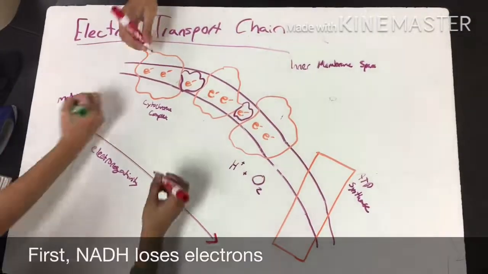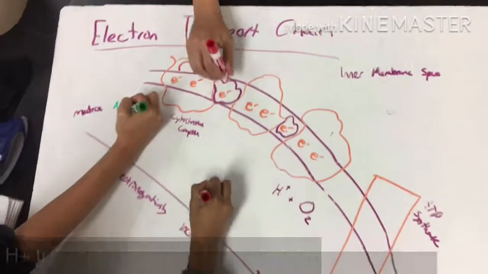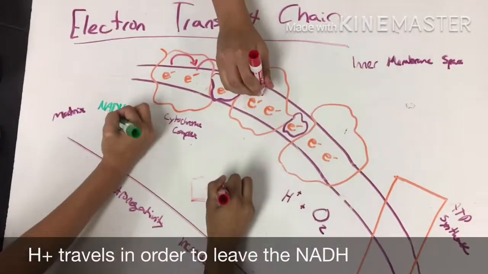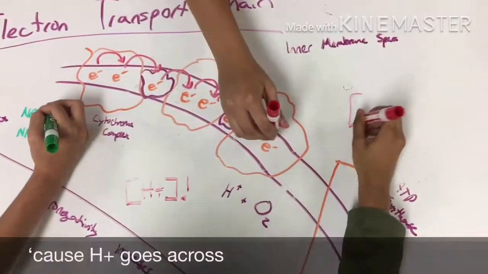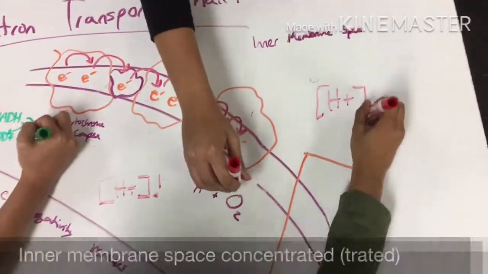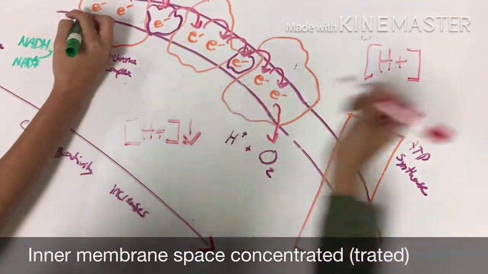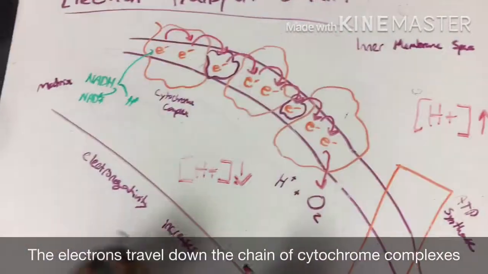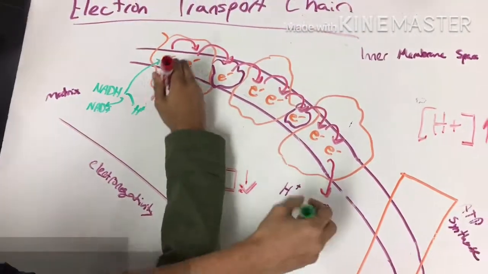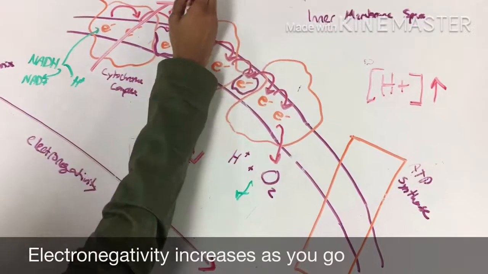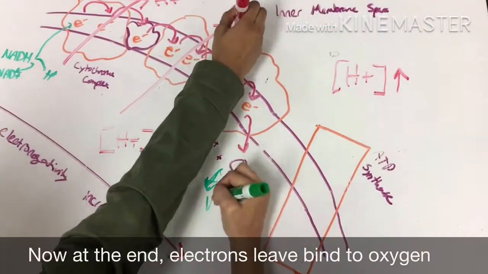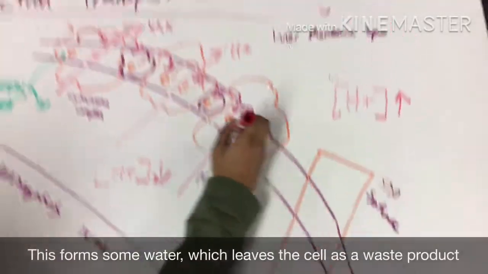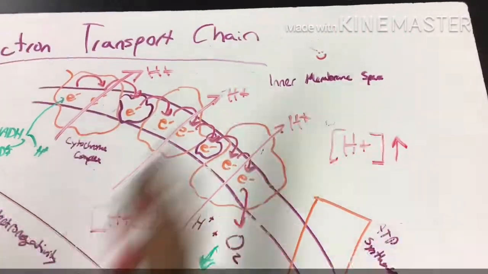First NADH loses electrons. H plus travels in order to leave the NADH. Cytochrome complex used for transport cause H plus go across. Inner membrane space concentrated. The electrons travel down the chain of cytochrome complexes. Electronegativity increases as you go. Now at the end, electrons leave to oxygen. This forms water, which leaves the cell as a waste product.